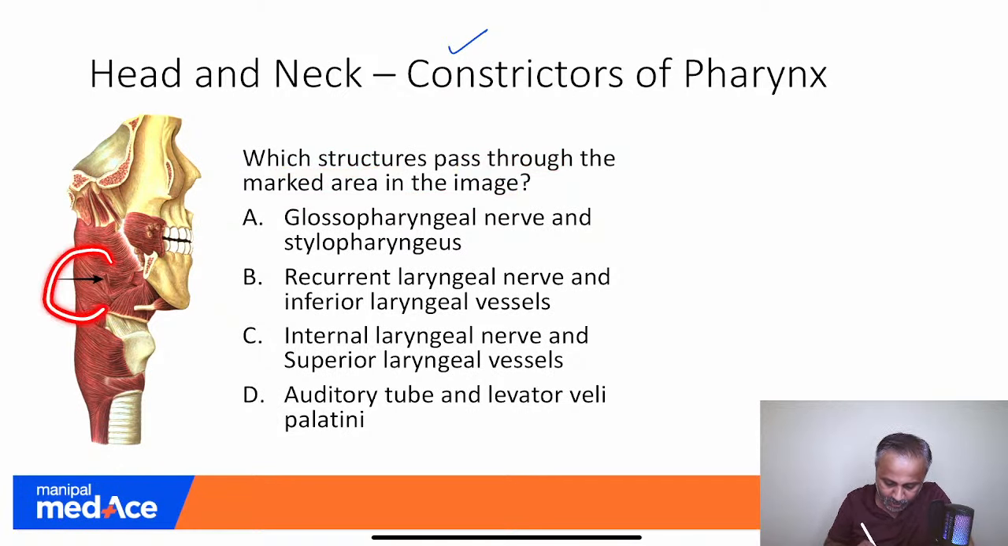This area was marked among the constrictors, and the options given were glossopharyngeal nerve and the stylopharyngeus muscle, then the recurrent laryngeal nerve and inferior laryngeal vessels, the internal laryngeal nerve and superior laryngeal vessels, the auditory tube, and the muscle levator veli palatini. Which of these is the correct option? To solve this question, you should know what structures pass between the constrictors of the pharynx. Let's discuss that, and we'll come back to this question.